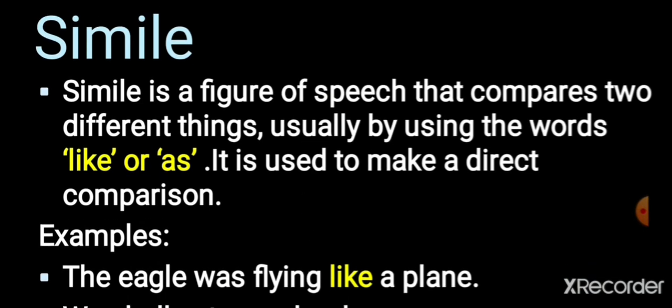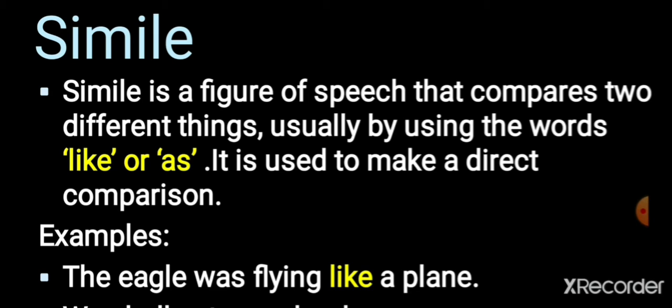Now students, what's a simile? Do you know? Yes beta. Simile is a figure of speech that compares two different things, usually by using the words like or as. And it is used to make a direct comparison. Remember students that simile is used for making comparison between two different things.